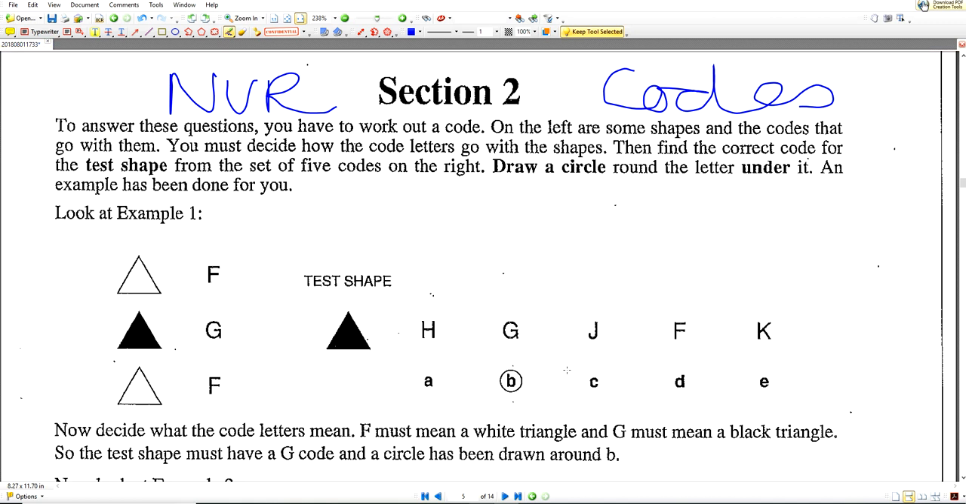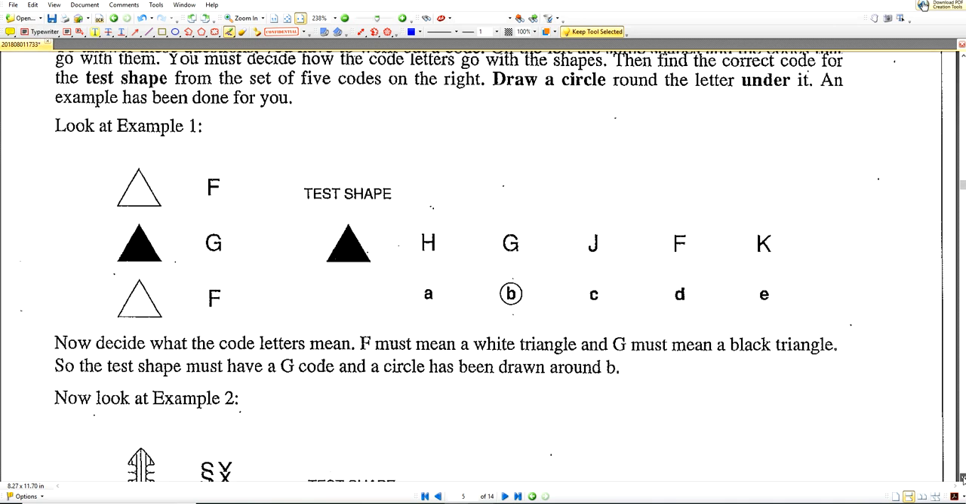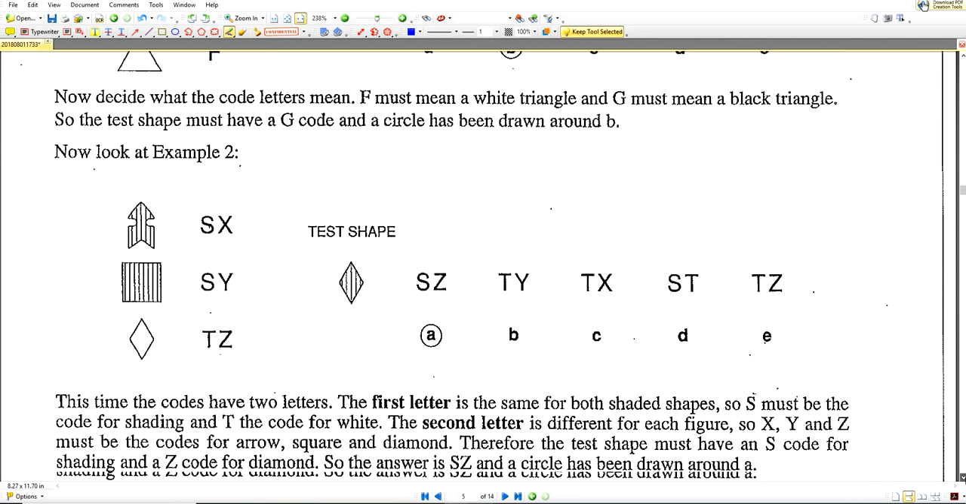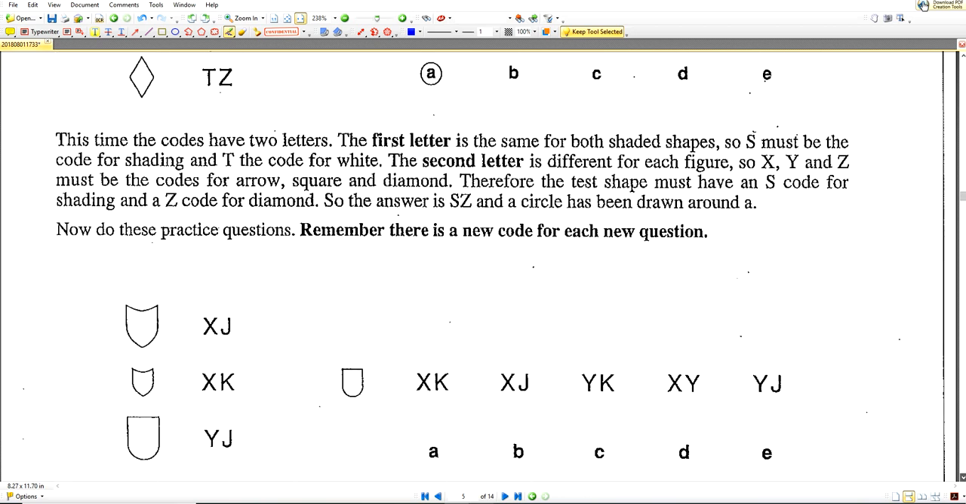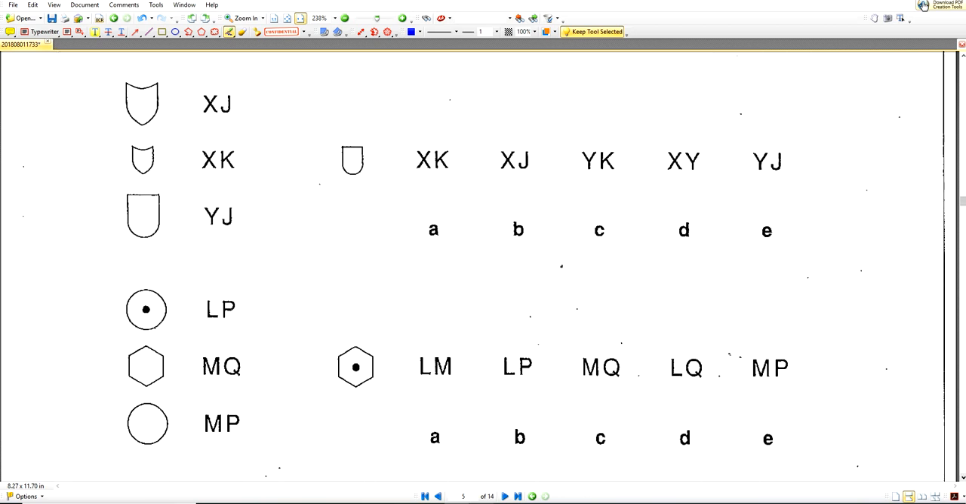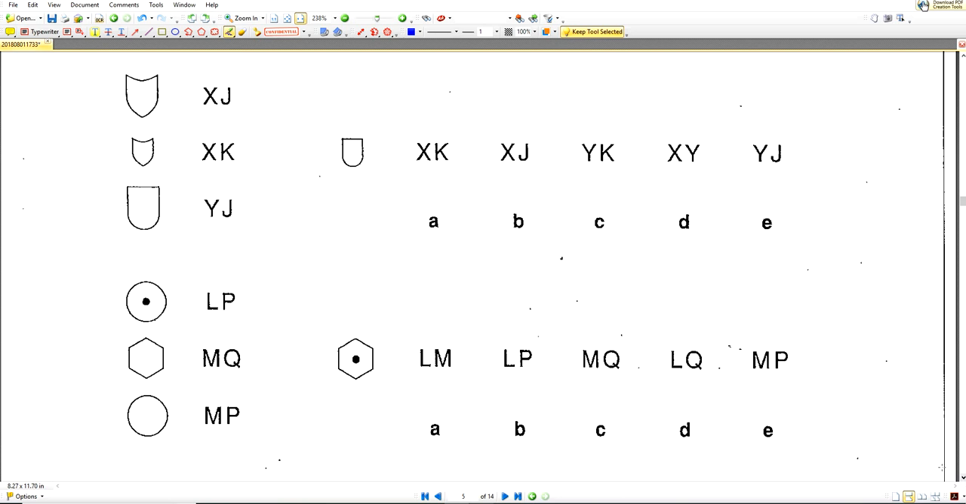Okay folks, welcome back. We're looking at a video today to help us understand how to do non-verbal reasoning codes. This is from a Nelson style paper, and we're going to look at some examples. Examples are given here. Try to understand how these codes work. So please bear with me. This is to help all those preparing for the 11 plus examination. Right, let's have a look.